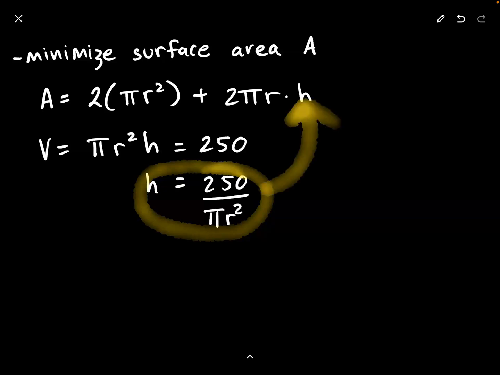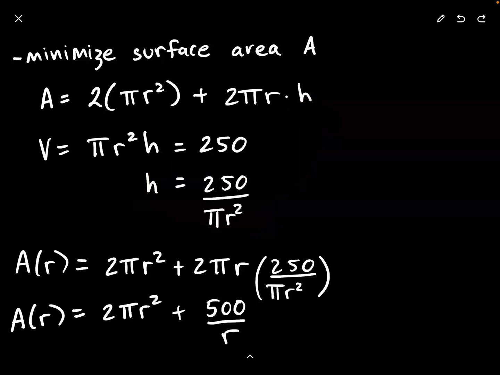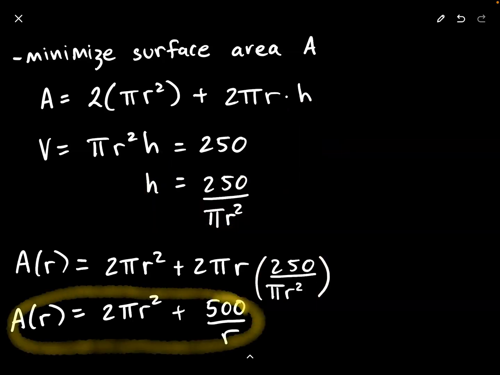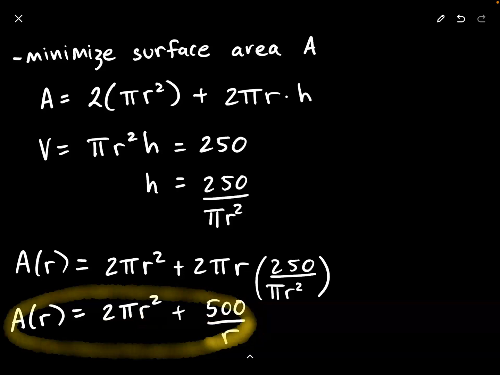Here we can plug the height h into the formula, and then we will have the area A as a function of r. So here we just plugged in h, and after we simplify, A as a function of r is 2 pi r squared plus 500 over r. So now it's a function of one variable r, so we can take the derivative with respect to r.